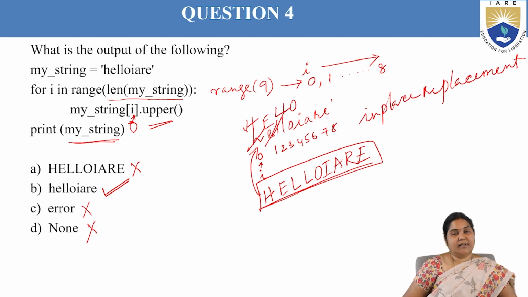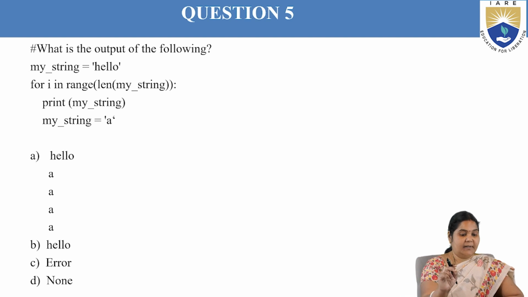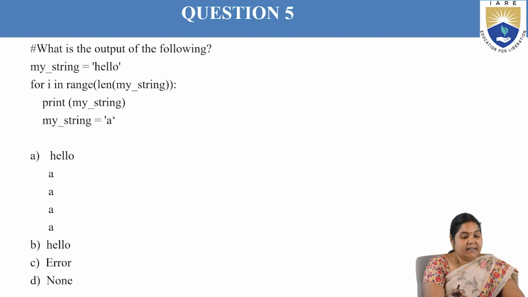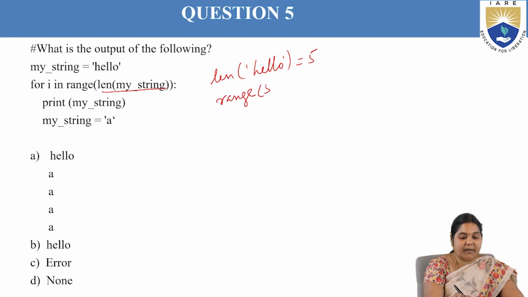Now let us move on to the next question. In the next question, what are we trying to do? We are finding out the length of my string. What is the length of my string? The string is hello. Length of hello is 5. Now it is given to the range function. So range of 5 will iterate 0, 1, 2, 3, 4. 5 times it is going to iterate. So this is the value of i the first time.